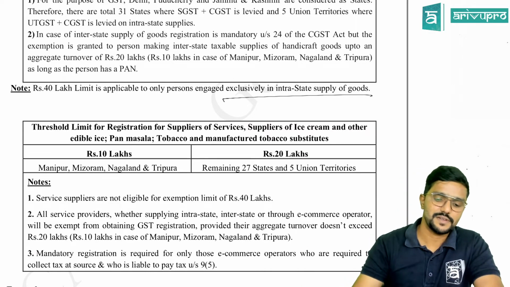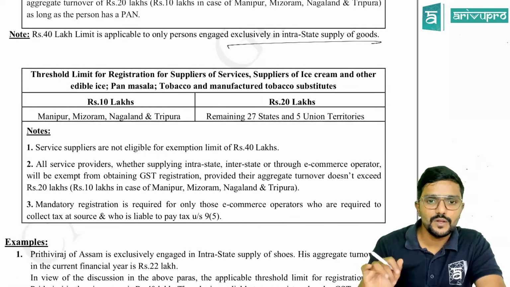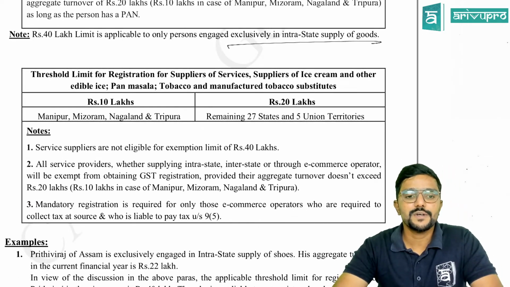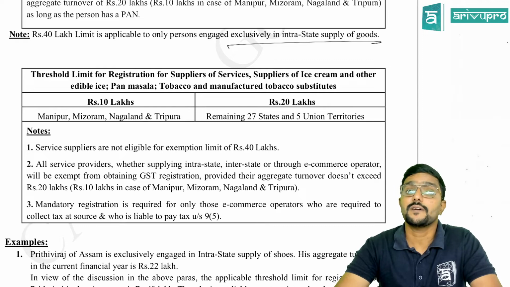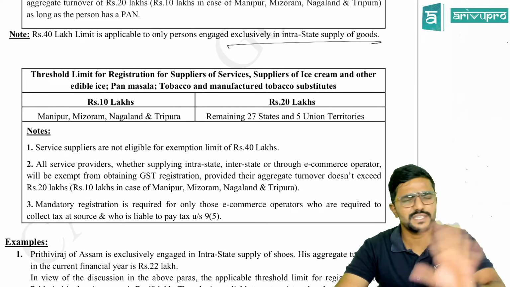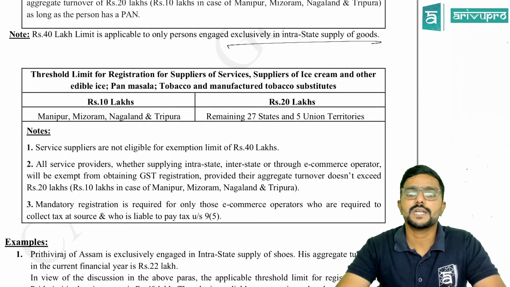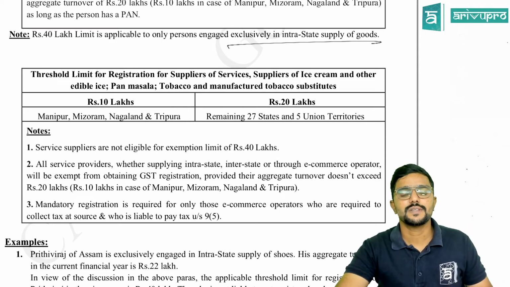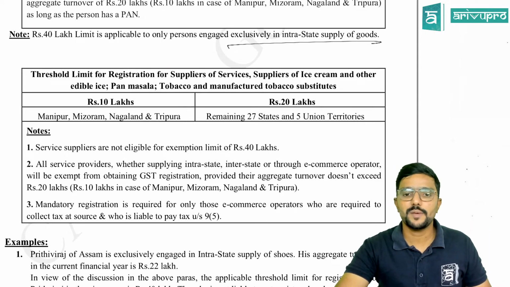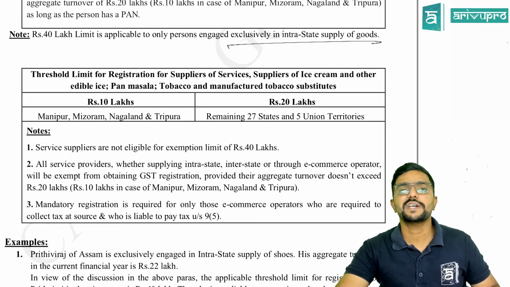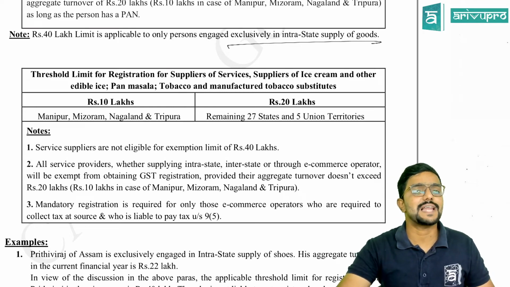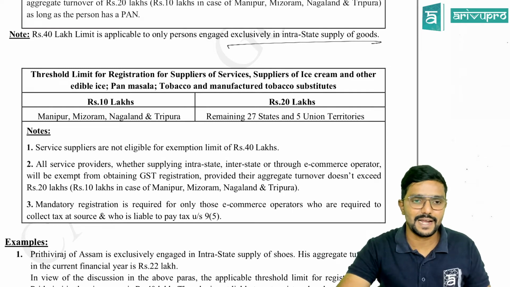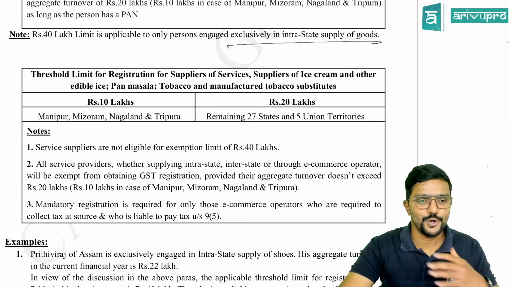Clear? Next, one more table. Threshold limit for registration for supplier of services. So if you are supplying any services, or are a supplier of ice cream, edible oils, pan masala, and tobacco and manufactured tobacco products, then the limit is 10 lakh in case of MMNT. For all other states and union territories, it is 20 lakh, guys. Clear? Notes.